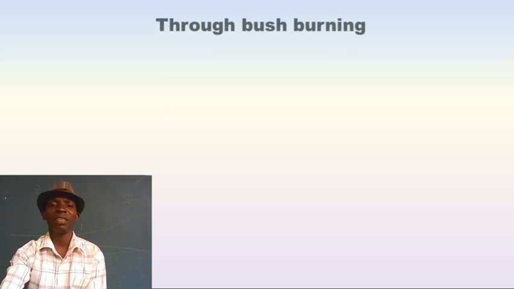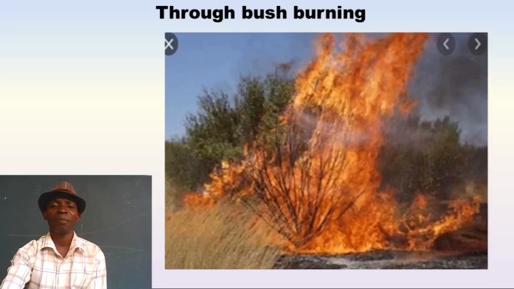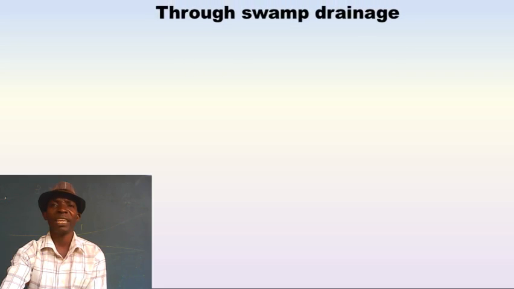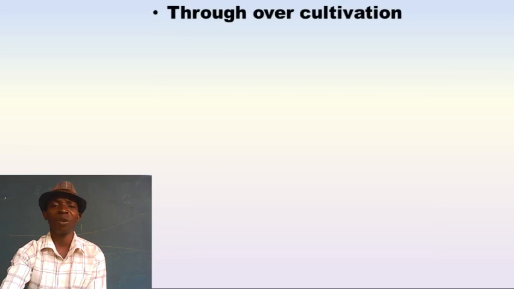Another way land is degraded is through bush burning. The picture there shows that the bush is being burnt. So when you burn the bush, it will leave the land bare, exposing it to agents of soil erosion. Another way land is degraded is through swamp drainage. We said swamp drainage is the removal of water from swamps for other use. You can see in the picture there, they are draining the swamp. That's very bad. It's one way land is degraded.